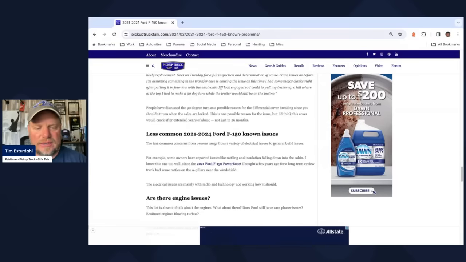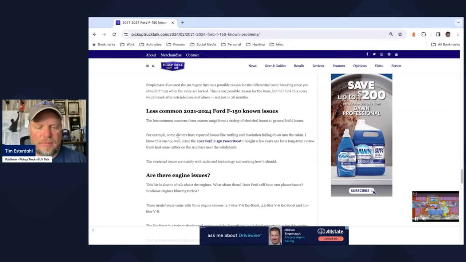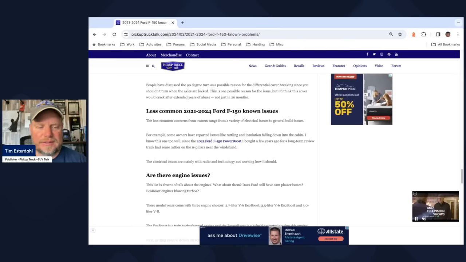Less common issues. For example, some people have reported issues like rattling and insulation falling down in the cabin. I know this one quite well, too. I had quite a bit of rattling in the A-pillars of the F-150 PowerBoost I had before I sold it. It was starting to drive me nuts, just popping in the A-pillars. And I had an issue with the window. If I remember right, I had to roll it up just right to get the sound to not go in the cabin.